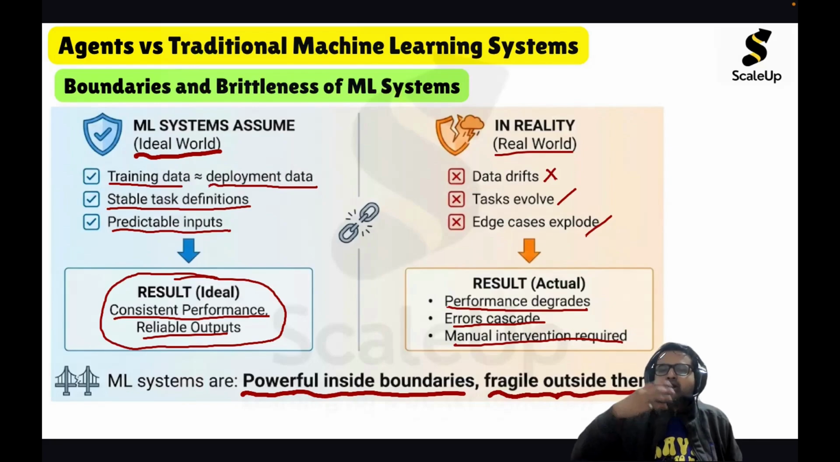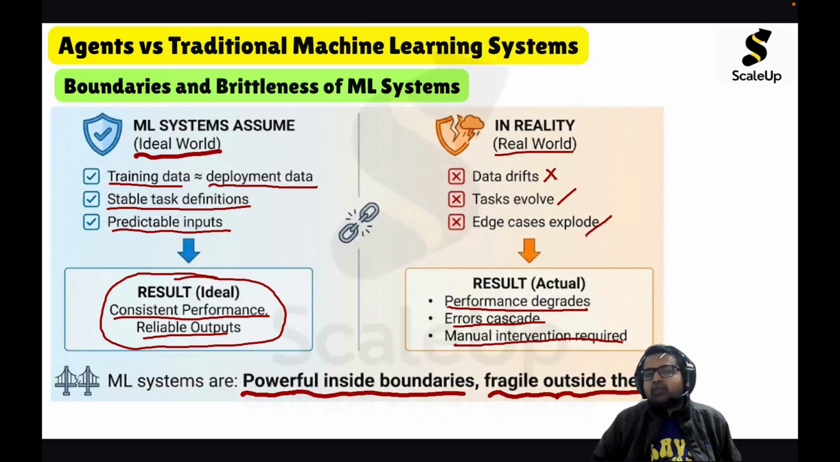Once you take the model outside the lab, in the lab you might get magical accuracy, because when you're training the model you might see, oh, such a good accuracy I'm getting. But when you deploy the same model in production, you will start seeing the performance degrade, because the real world is very different from the lab or the office where you are training the model. So that's the idea: machine learning systems are powerful inside boundaries, but fragile outside them.